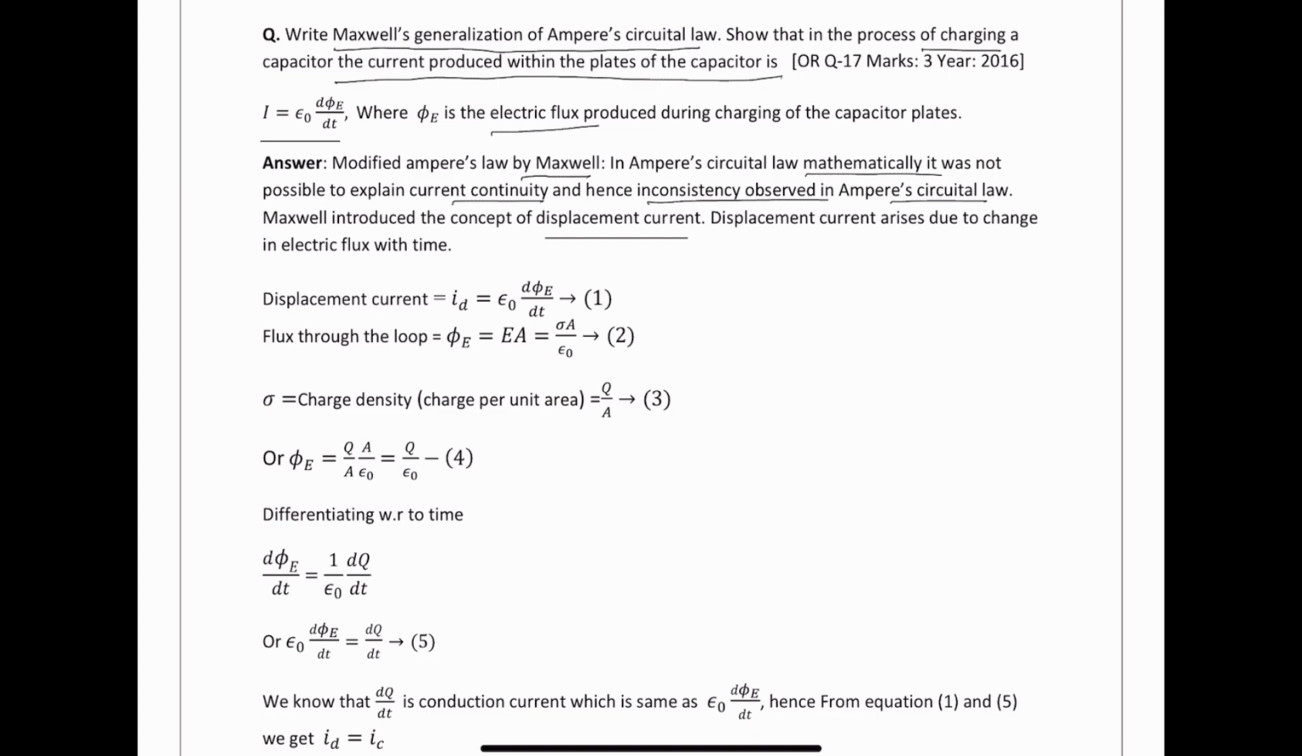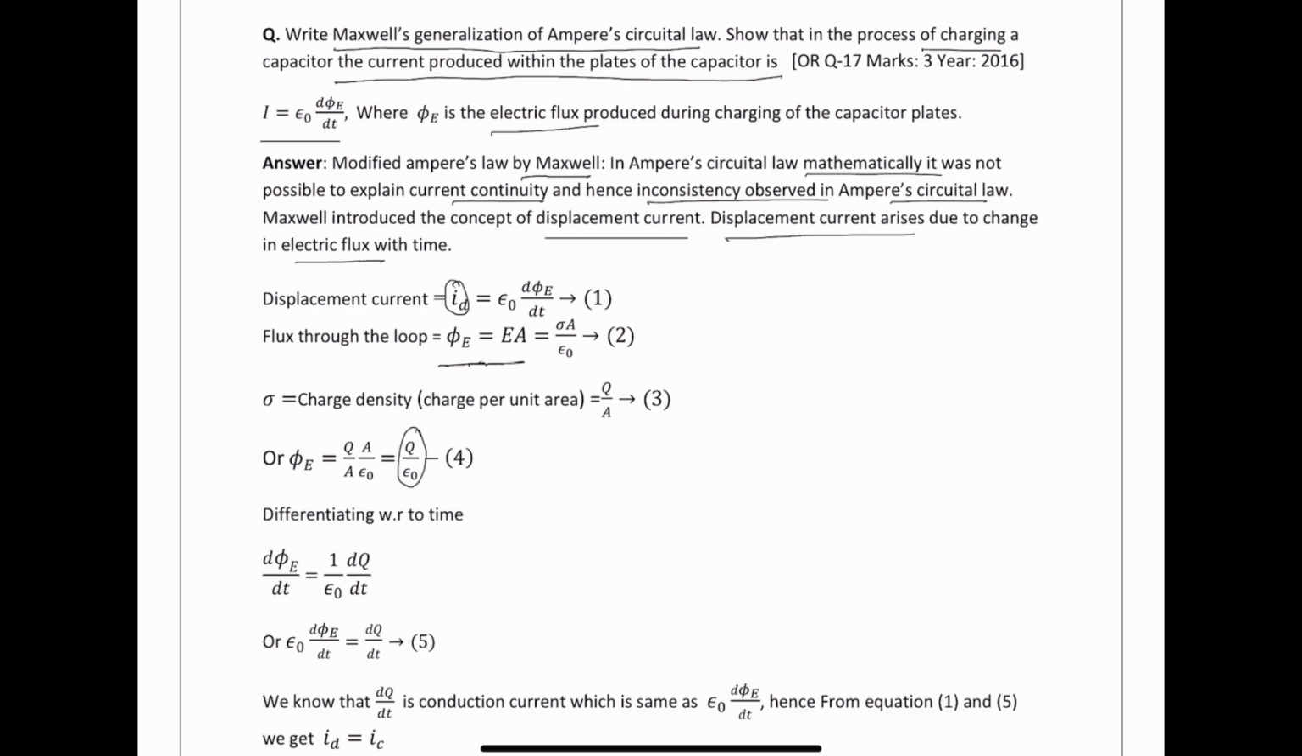So what is displacement current? How does it arise? Displacement current arises due to the change in electric flux with time. It is epsilon 0 d phi E by dt. Now we know from the definition that flux is equal to the product of E and A, intensity and area. So this is sigma A by epsilon 0, this is the flux. So sigma is the charge density. Therefore Q A by A epsilon 0 is equal to Q by epsilon 0.